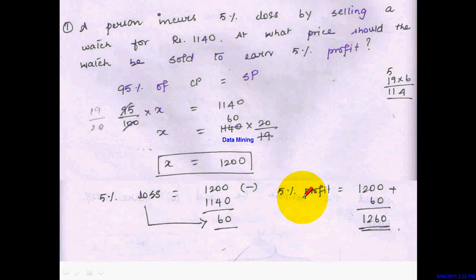So if you need 5% profit, your cost price is 1200, and at what price do you have to sell so that you will get 5% profit? You have to add 60, that's all, because 5% profit is equivalent to how many rupees? 60 rupees. So 1200 plus 60 is 1260. Clear?